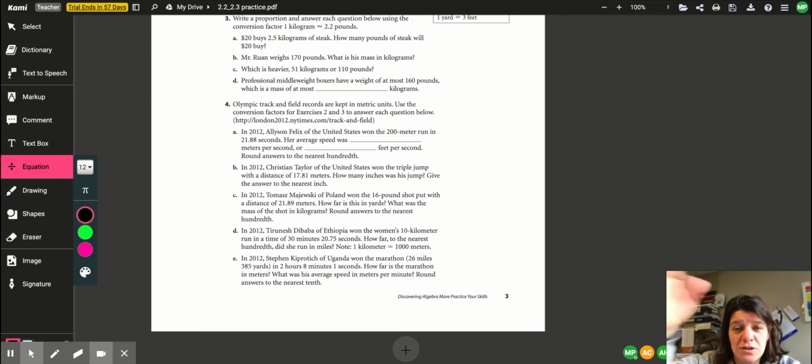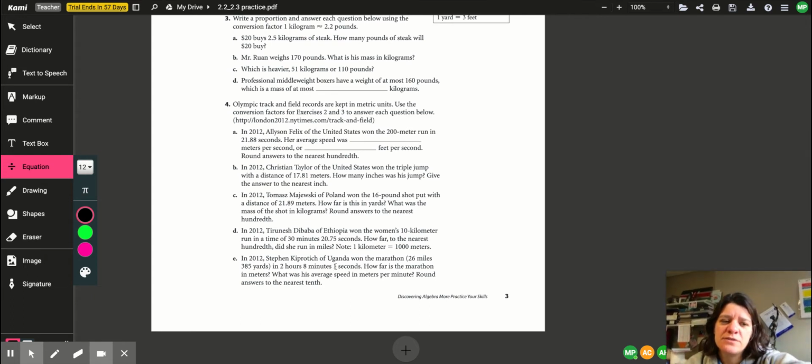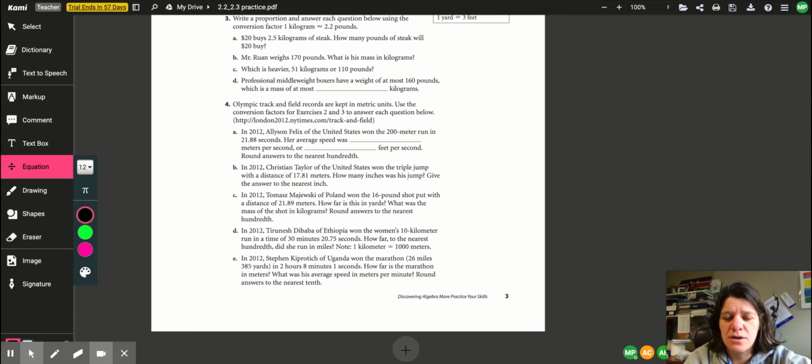Okay, so I'm finally sitting down to be able to do this. And this is question number 4 from the proportions practice that we had. I think it was called More Proportions. So when we take a look at these questions, I'm going to start with B.